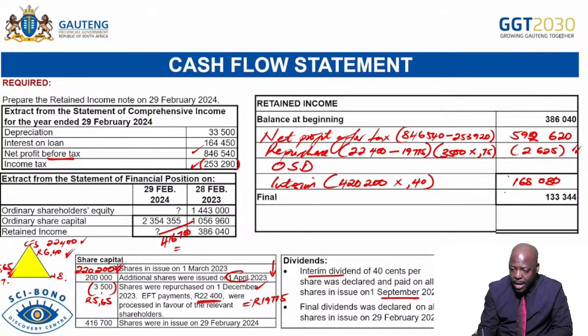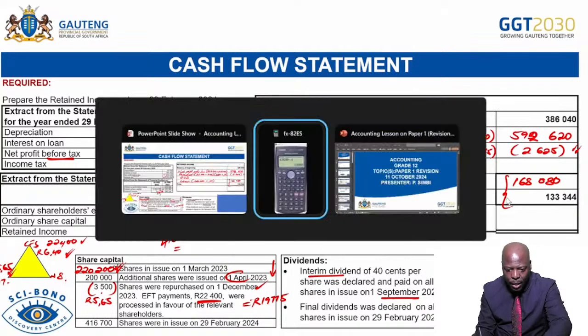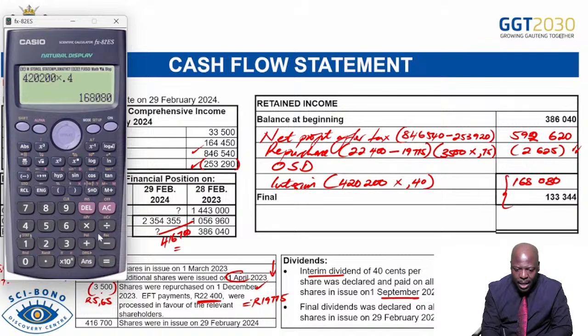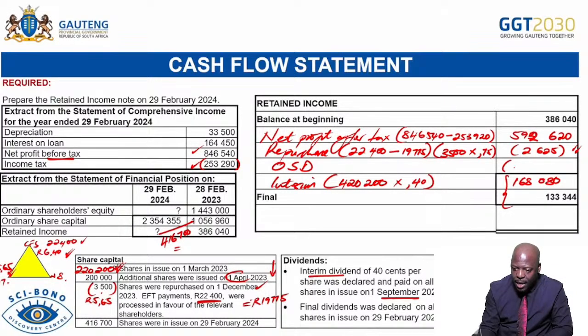So I come here, it's 168,080. Then I'm going to add these two amounts. Let's do that together. 168,080 plus the 133,344. I'm adding the 133,344, which is the final dividend. The total gives me 301,424. So I'm coming here in bracket with 301,424, and then we close everything.